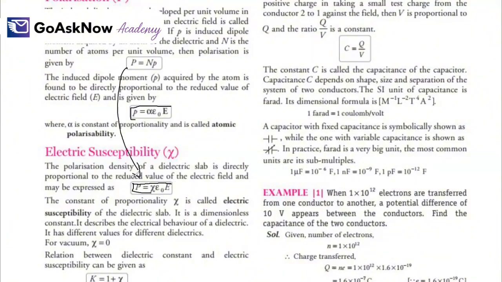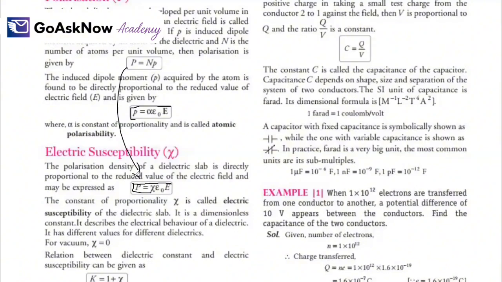So this capital P is equal to xi times epsilon naught into E. This is also proportional to the extra electric field induced inside the dielectric, and the proportionality constant here is xi, which is called the electric susceptibility of the dielectric slab. It is a dimensionless constant and it describes the electrical behavior of a dielectric only. It has different values for different dielectrics, depending on the material property. For vacuum, the xi value is 0.